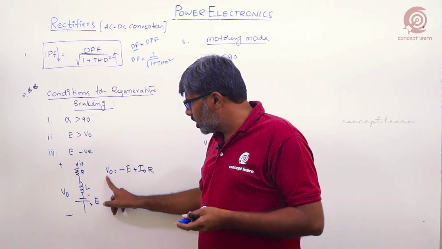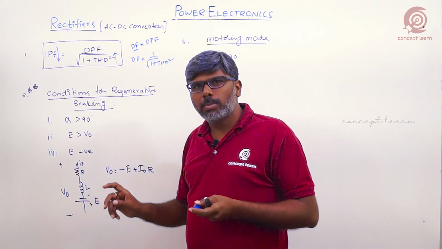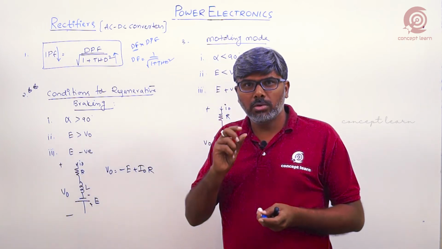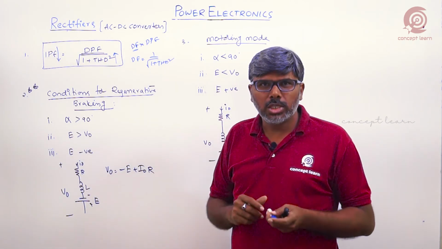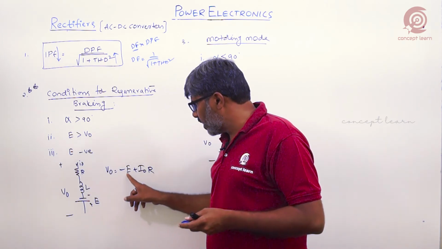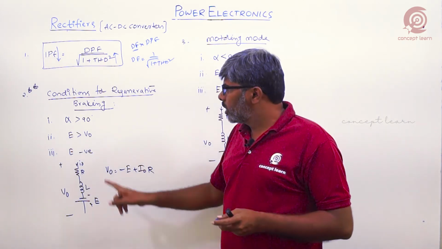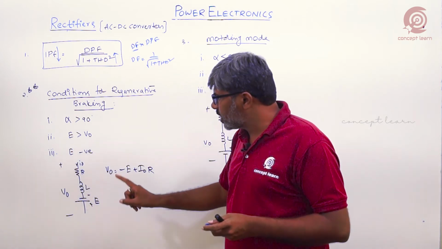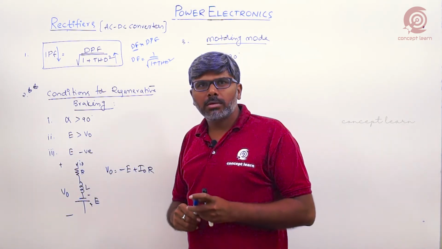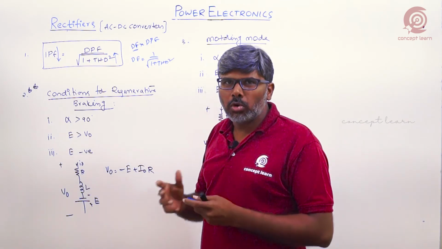Then what is V0? In general, V0 is I0 into R plus E average value. Don't take the L di by dt term, because the voltage across the inductor is 0 at steady state. Now here E should be negative, so V0 equals minus E plus I0 into R. So these are the conditions, equivalent circuit and equations to apply the braking operation to the load circuit.